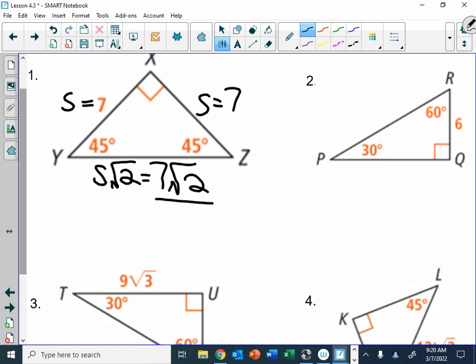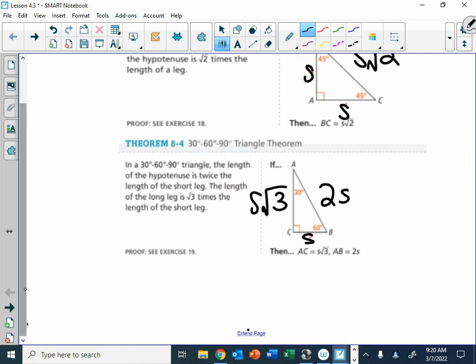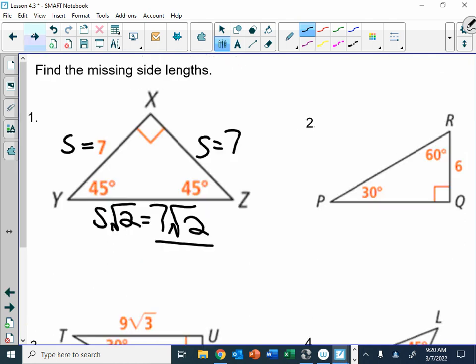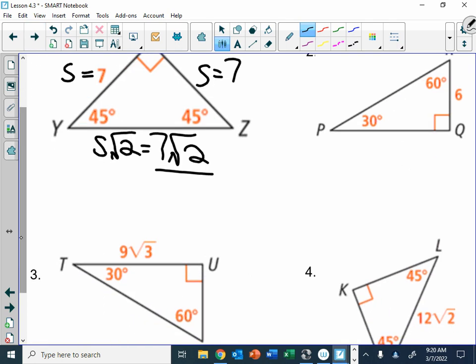I'm given this side. Is this a leg or a hypotenuse? A leg. So I know it's either going to be S or S times the square root of 3. I've got to figure out which one it is. Is it across from the 30-degree angle or the 60-degree angle? 30. Go back and look at the picture. Across from the 30-degree angle, is that leg S or S times the square root of 3? S. So that means 6 is S.